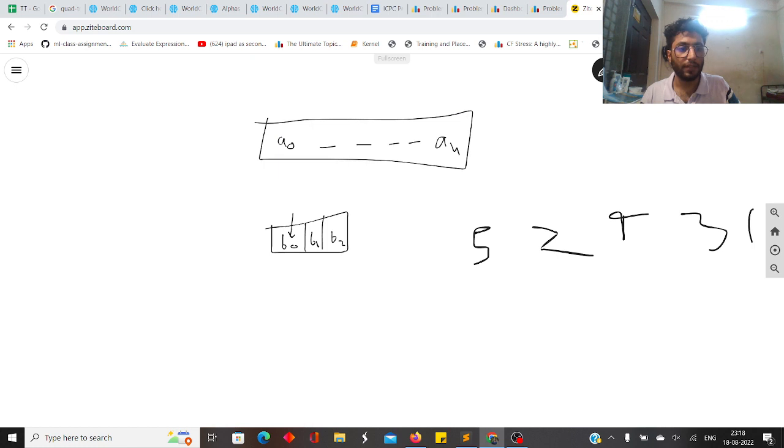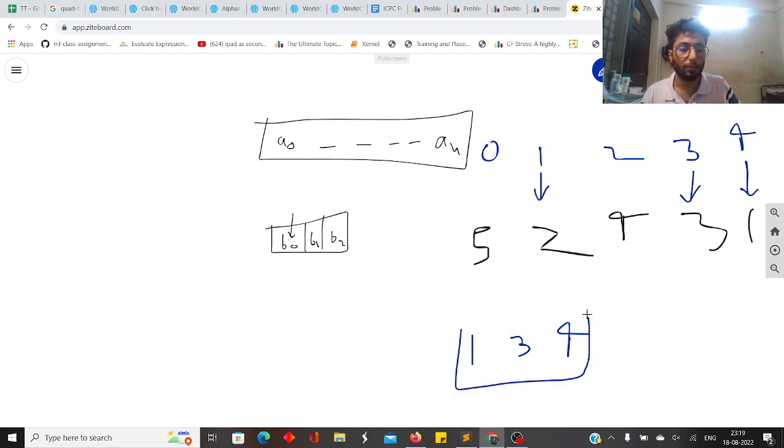So let me say that I'm taking this as my subsequence, like this 2, this 4, and this 1. So in this case my array b would look like, this is the first position, 0 1 2 3 4. So my array b would look like 1 3 and 4, because I'm taking the array elements corresponding to the positions 1 3 and 4. So this is what my array b looks like, and this is my initial array a.